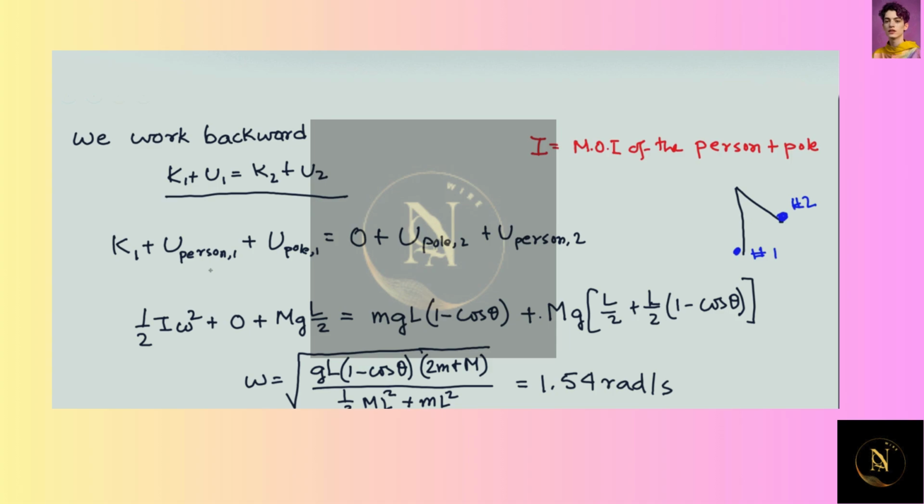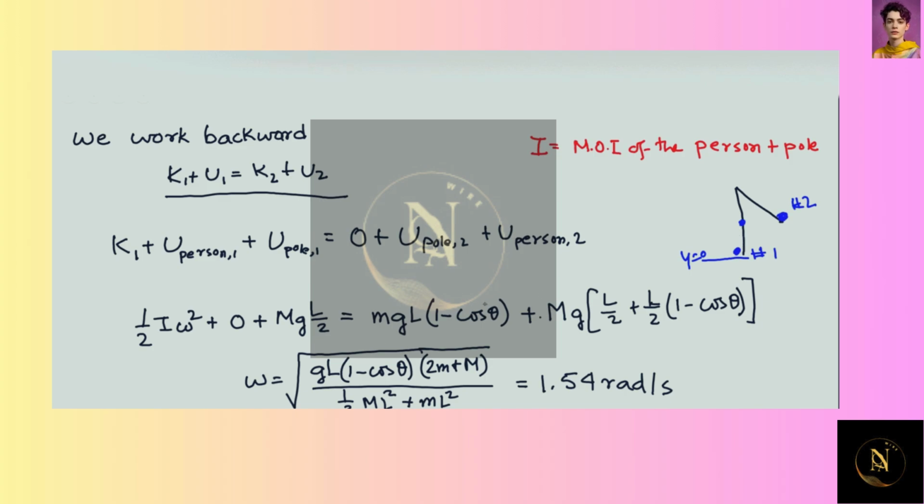Then for the person, there's no potential energy, because if we say this is our ground, then we set y equals 0. And for the pole, we'll actually consider the center of mass of the pole instead of the whole mass. So its center of mass is at a height from the ground of L by 2. That's why we have a non-zero potential energy for the pole, which is mg times the height, where height is L by 2.